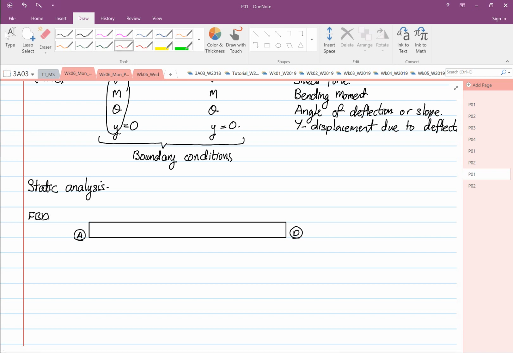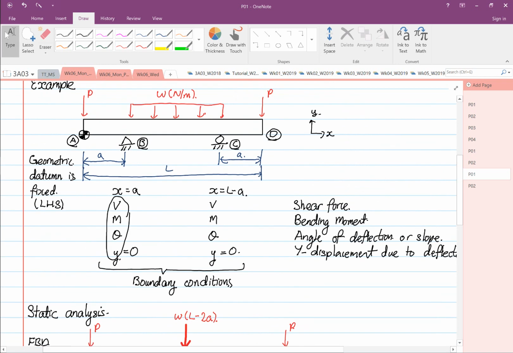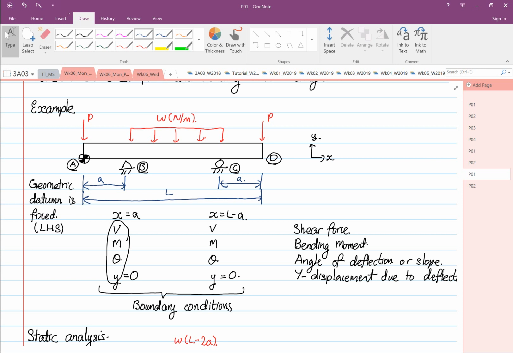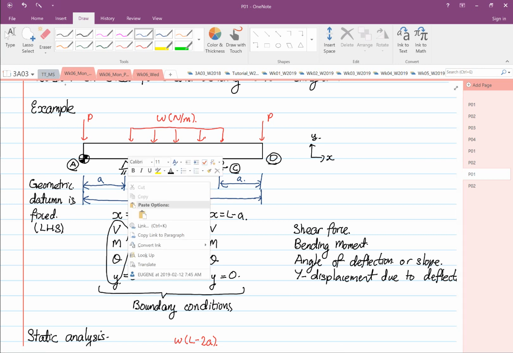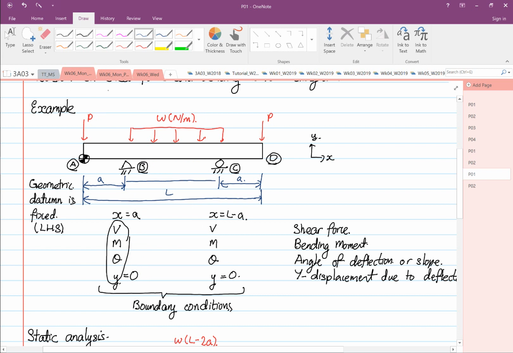So we are aware that you have P over here, then you have P over here. This is your BY. And over here, this is your CY. And you have one equivalent load, right? And the equivalent load is equal to omega times L minus 2A. Why L minus 2A is because the distance from here to here is L minus 2A.